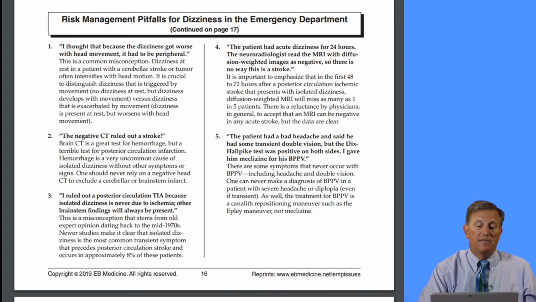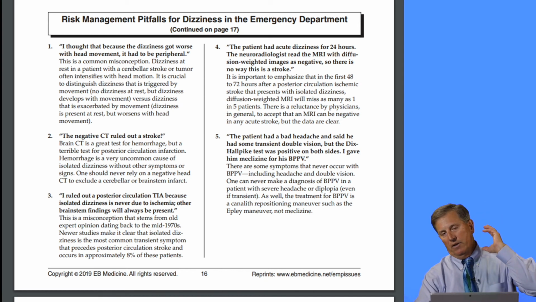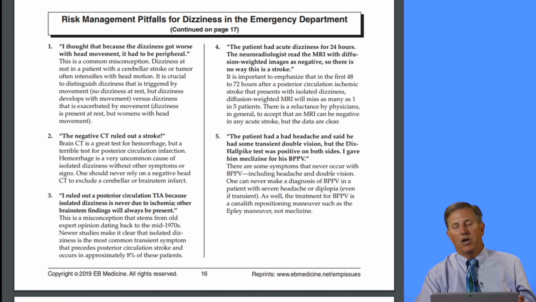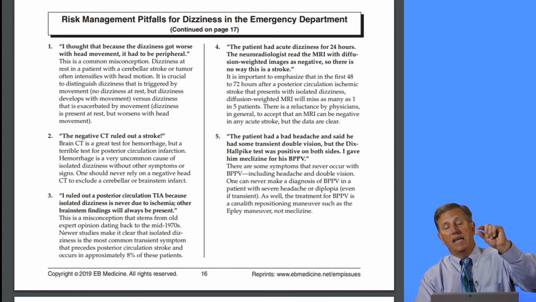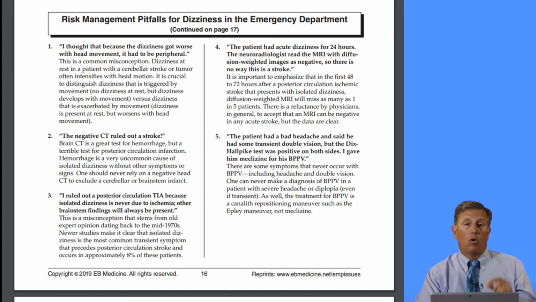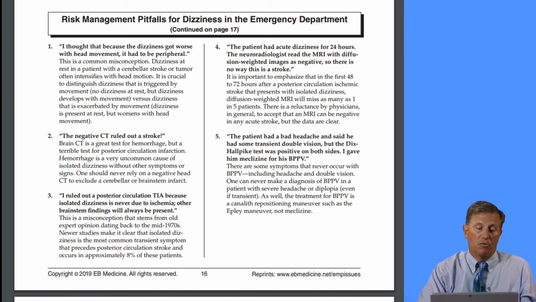Number two, the negative CT ruled out a stroke. We know that that's not the case. The posterior portion of the brain is inadequately diagnosed with the non-contrast CT. In fact, if you're specifically looking at cerebellar findings, you have to request thin cuts of the posterior circulation or posterior cerebellum, because normal cuts at 1 centimeter can miss a small posterior circulation stroke. But in general, a negative non-contrast CT does not rule out a stroke.